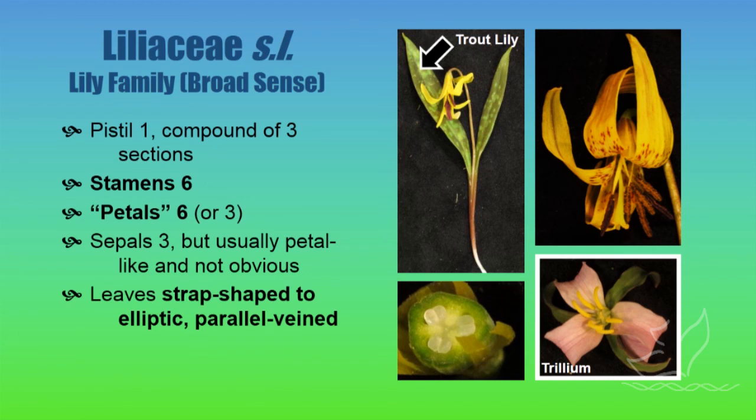And the leaves are strap-shaped to elliptic. So some may be quite narrow and linear. In the trout lily, they are elliptic. But in all cases, they will have parallel venation.